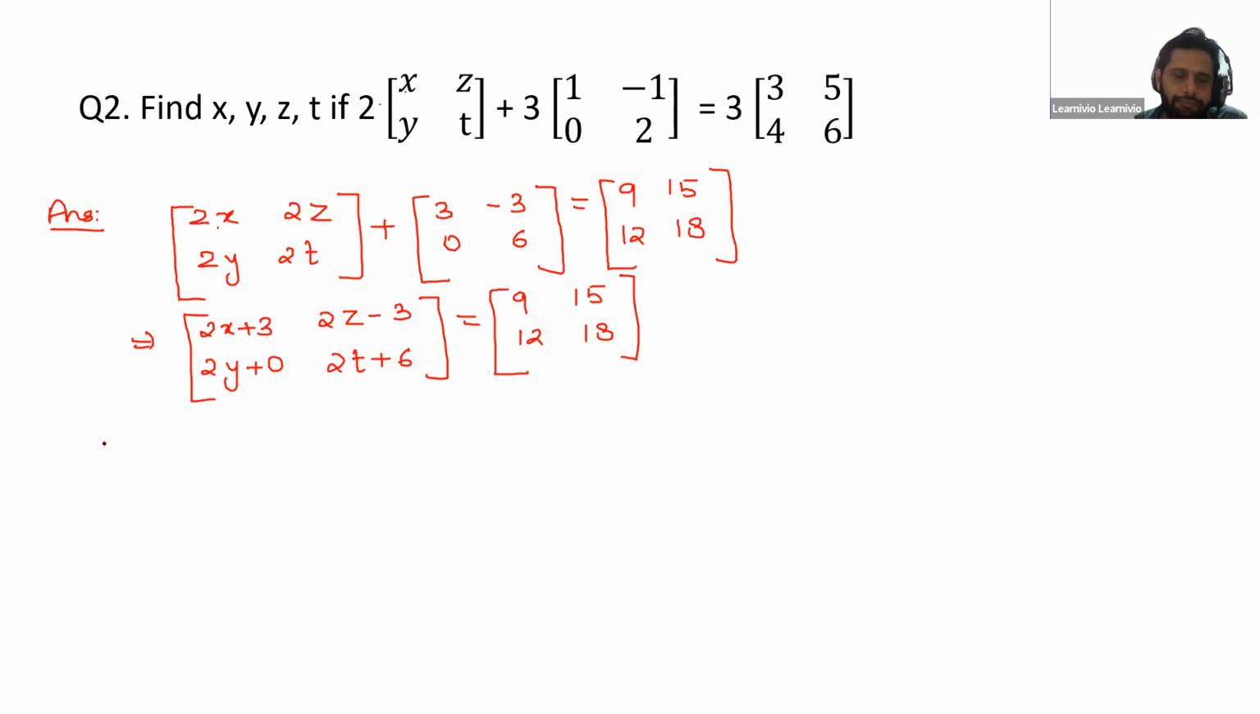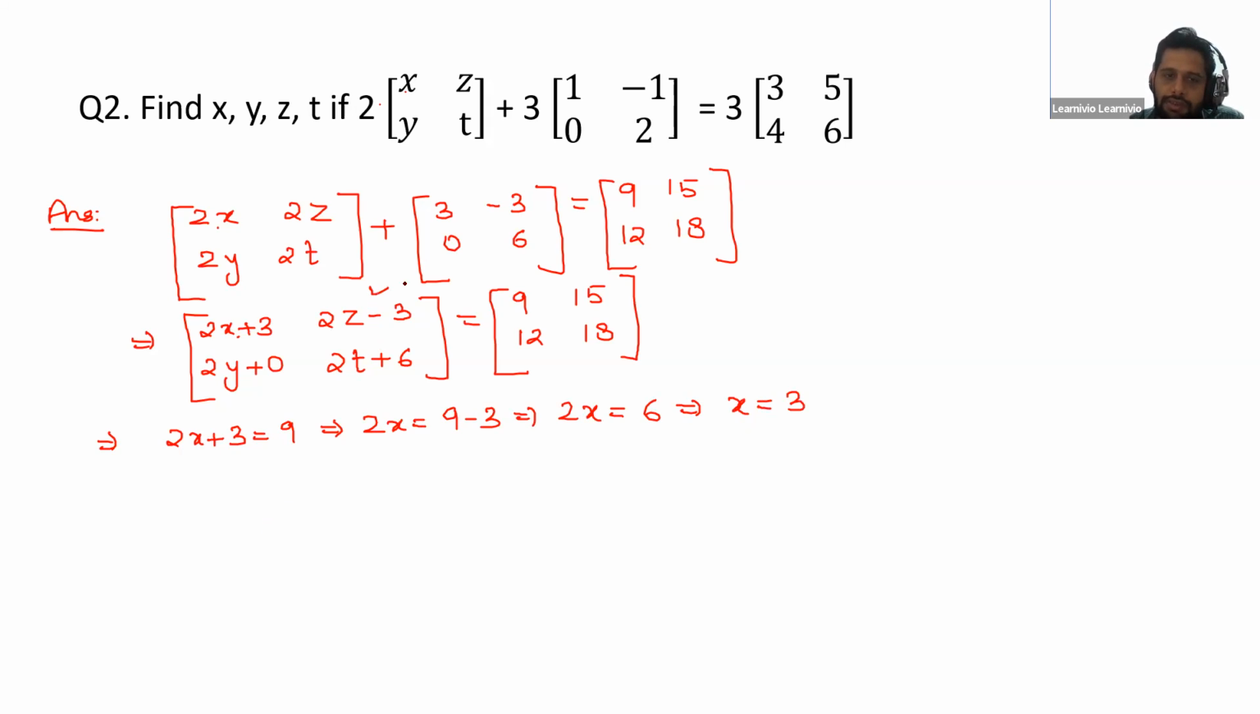Okay. Now, first, these two matrices are equal. There's a sign of equality. That's why we will compare the first element with the first one. So we have 2x plus 3 is equal to 9. And from this, we will get 2x is equal to 9 minus 3. So 2x is equal to 6. And from here, we will get x is equal to 3.